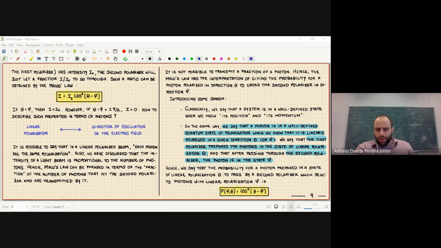Someone asked, why cosine squared? That's an interesting question. You can work out why it is cosine squared, but for the moment, I'm just going to declare that this is cosine squared. There is a nice way of showing that, that maybe I can explain to you, or even write as an exercise.